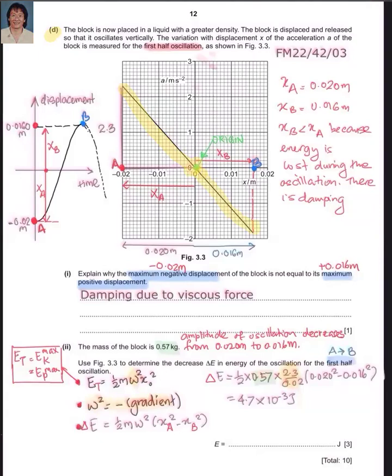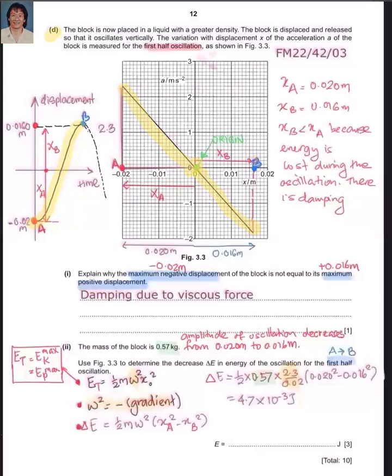There is a relationship between the acceleration-displacement graph and the displacement-time graph. The motion of the block from A to B is represented by this part of the graph in the displacement-time graph. You notice that the amplitude at A is 0.02 meter and the amplitude at B is 0.016 meter. The larger the amplitude, the larger the energy of the vibrating system.